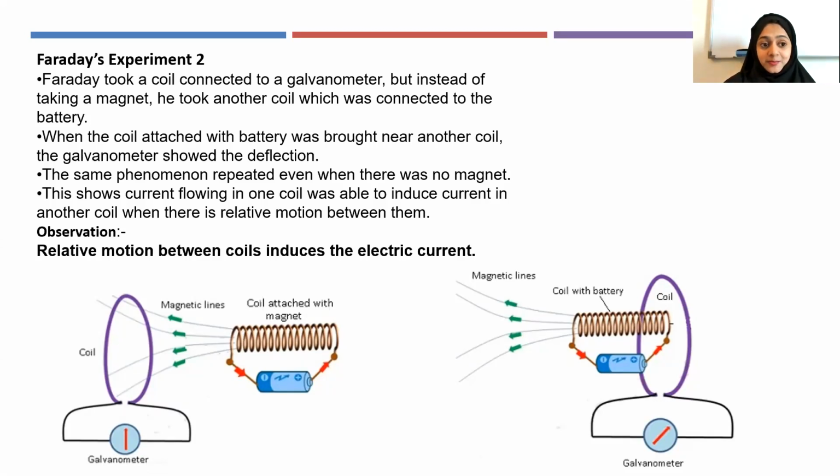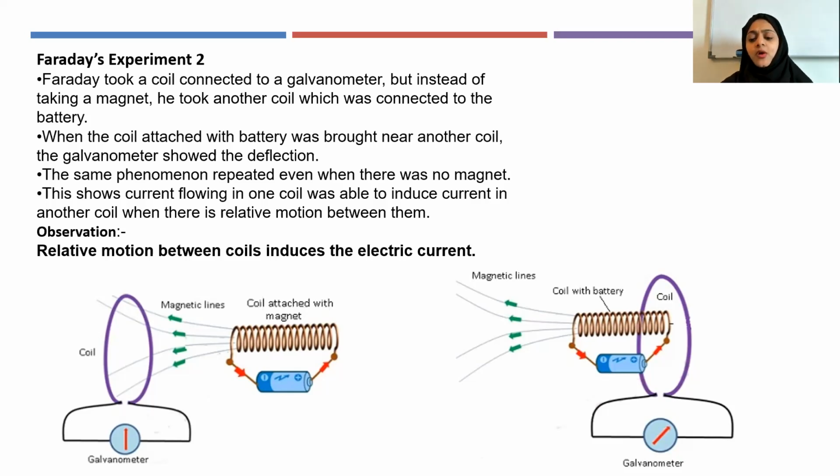So let us see Faraday's experiment number 3. From the first experiment and the second experiment, we have a tendency to think that it is motion that is inducing electric current.